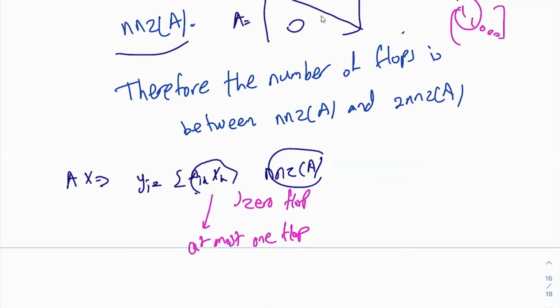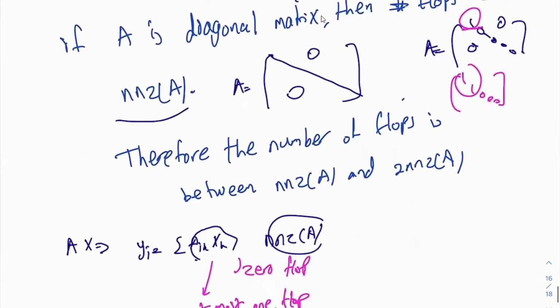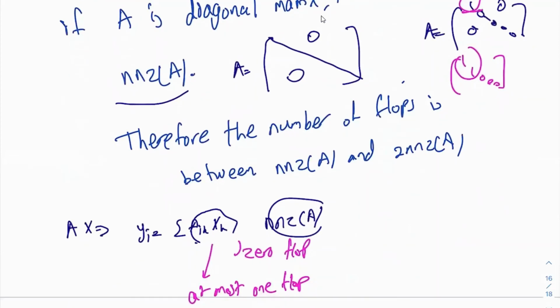If it turns out that x is a general vector and A is exactly diagonal, so all the elements on the main diagonal are non-zero, then nnz of A is the size of A. It's the number of rows of A or the number of columns of A. Otherwise, we just show it as nnz of A. So in general, the number of flops for a matrix-vector operation when A is sparse is between nnz of A and 2 nnz of A. And the reasoning is exactly the same.